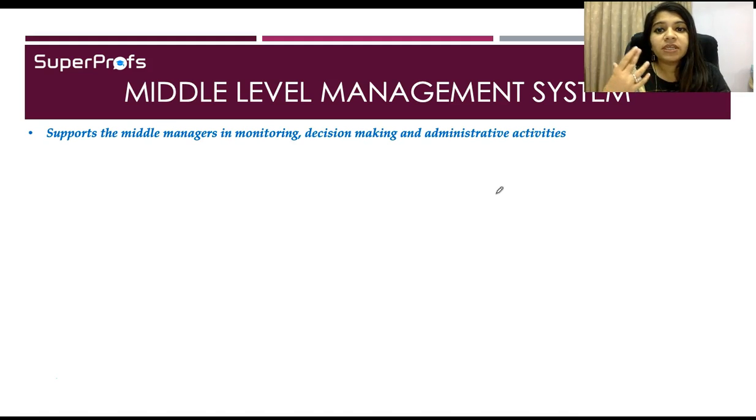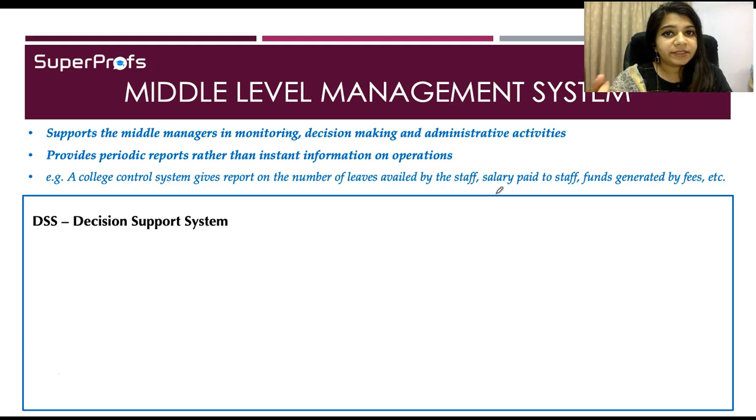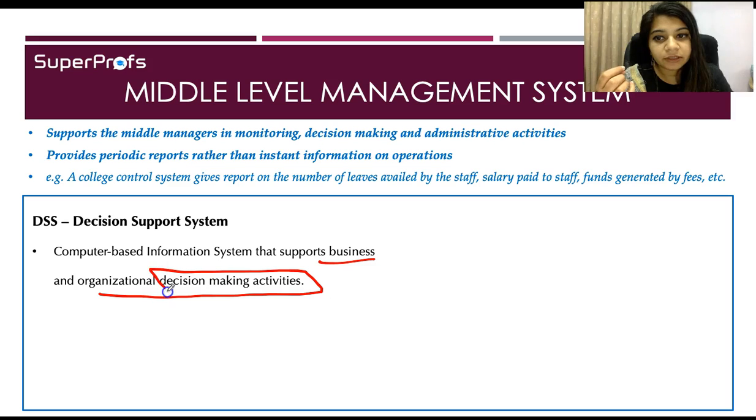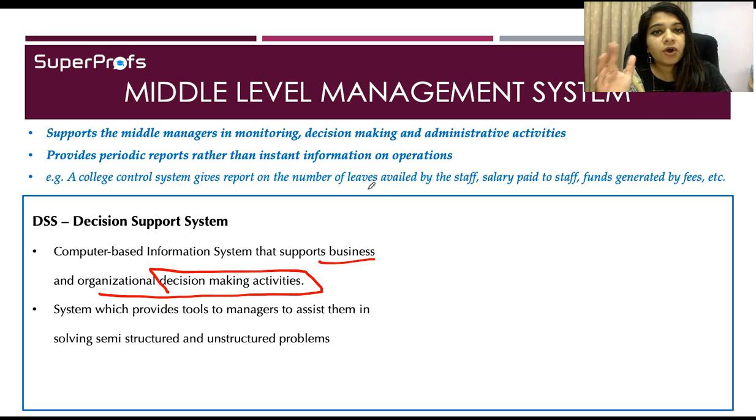Now we will study the DSS, which is the decision support system. Again, this is also a computer based information system, and it helps business and organizational decision making activities. The difference between DSS and MIS would be that MIS helps you in management and control activities also. This DSS is specifically for decision making activities. Alright, how this works we will just study.